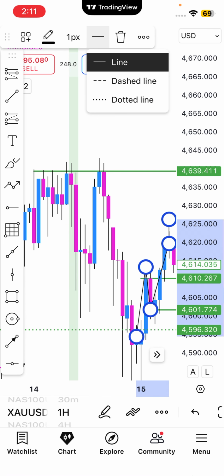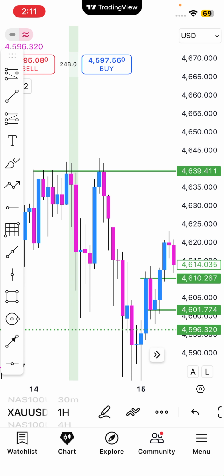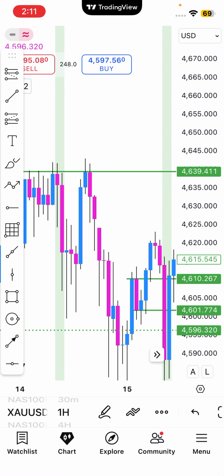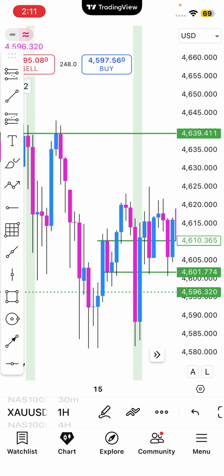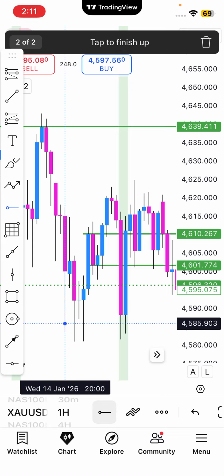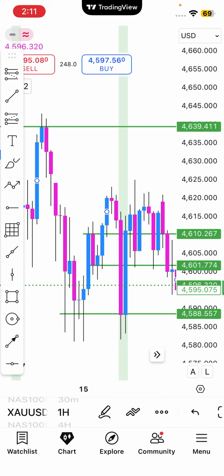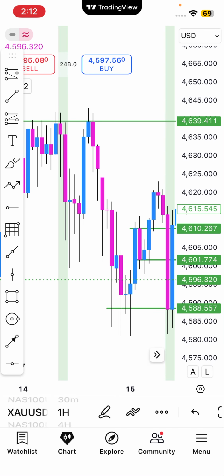But I got stopped out, so I took a loss. But that's okay, because I followed my rules. And then price pretty much ended up ranging within this area. So I would still take this trade every time because it obeys my rules.